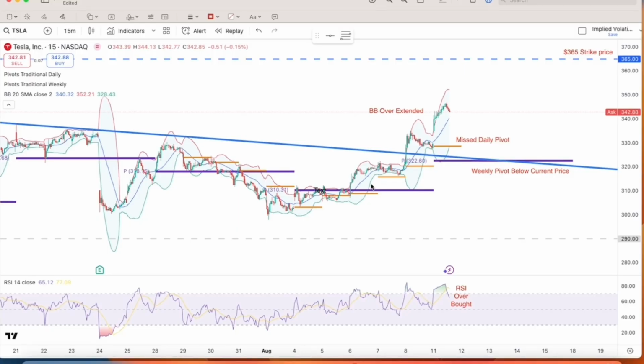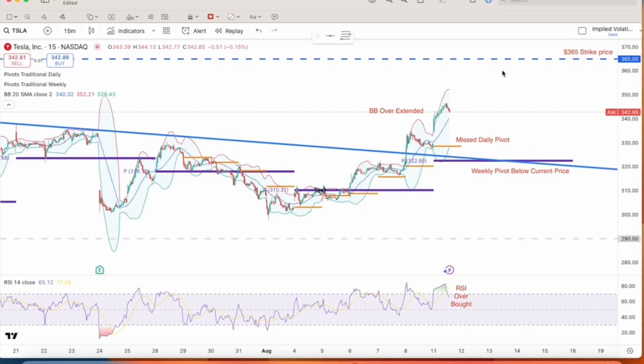What gave me some more confirmation is that the price was also below its weekly pivot. So when it jumped up on Monday, the weekly pivot's down here. We have a missed daily pivot. We are overbought here, overextended on the Bollinger Band. With all these good things, you can see that price will hopefully come back down and at least touch its weekly pivot within the given week.